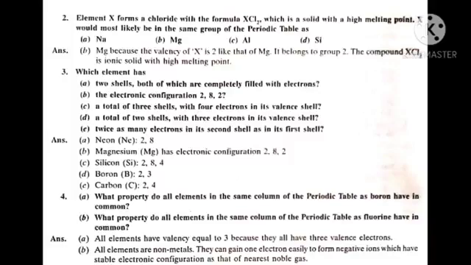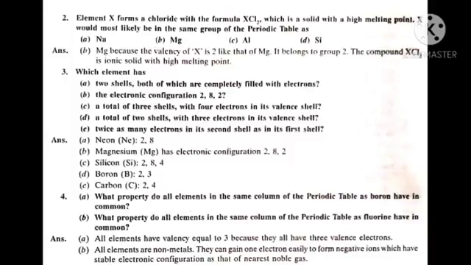Answer A. Neon 2, 8. B. Magnesium Mg has electronic configuration 2, 8, 2. C. Silicon Si 2, 8, 4. D. Boron B 2, 3. E. Carbon C 2, 4.